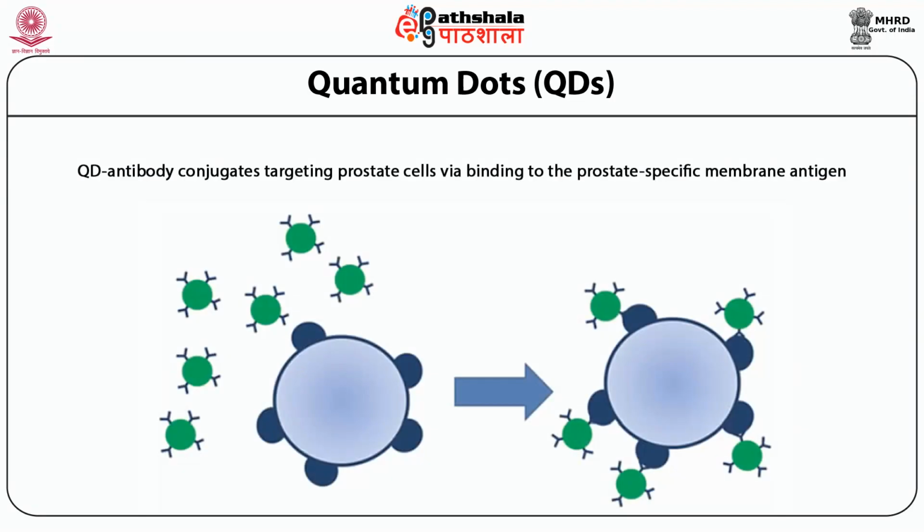So here it is shown how a quantum dot conjugated or functionalized with an antibody specific for prostate cancer binds with the prostate specific antigen and gets attached to the membranes to facilitate diagnosis of the prostate cancer.